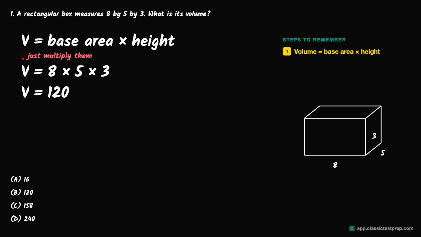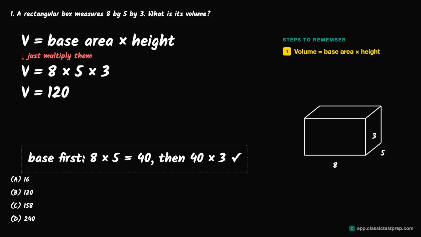Or if you want to break it down and have one extra step, you could go to the step of isolating the base. That's 8 times 5, that's 40, and then 40 times 3, if that helps you think about the steps. But in any case, that's answer B. Always, always, always, it's the base times the height. That is what gives you the volume.